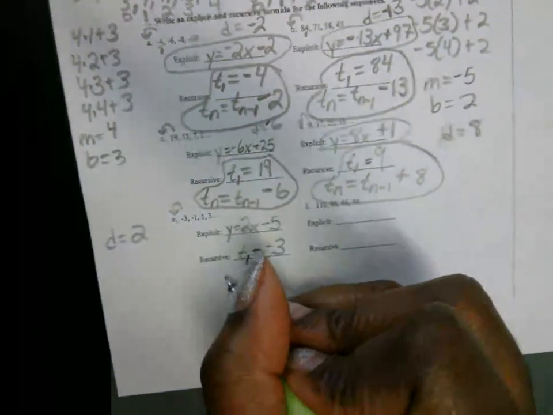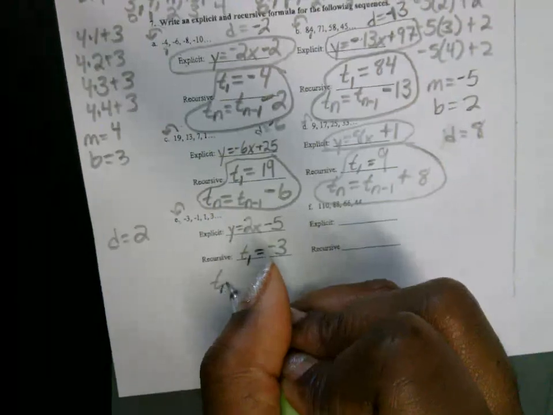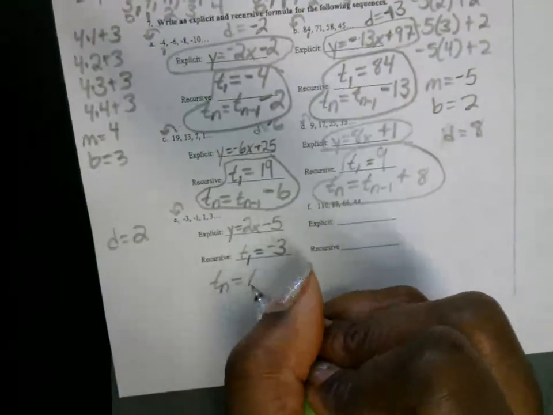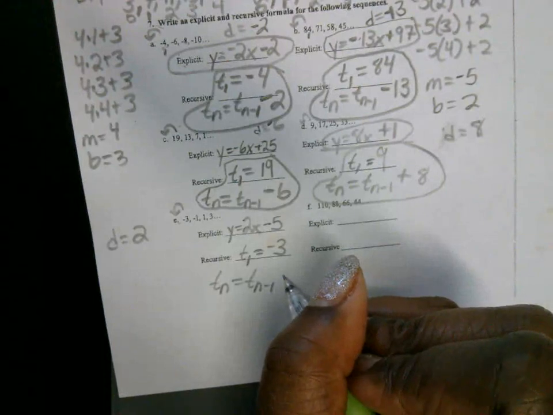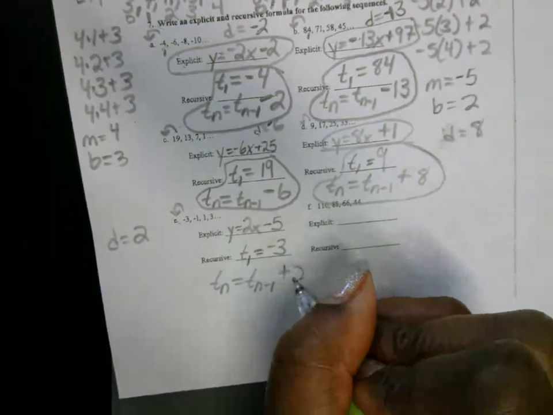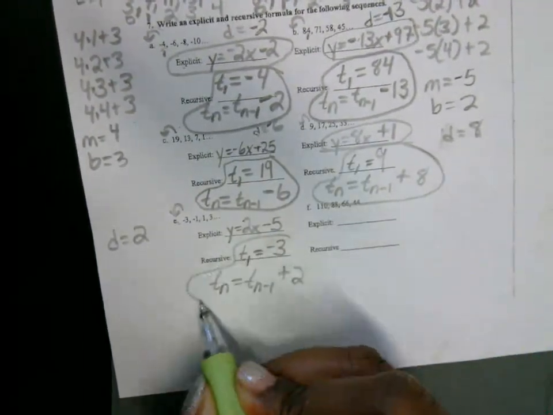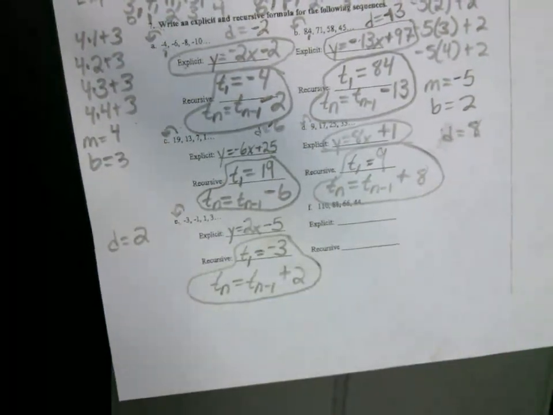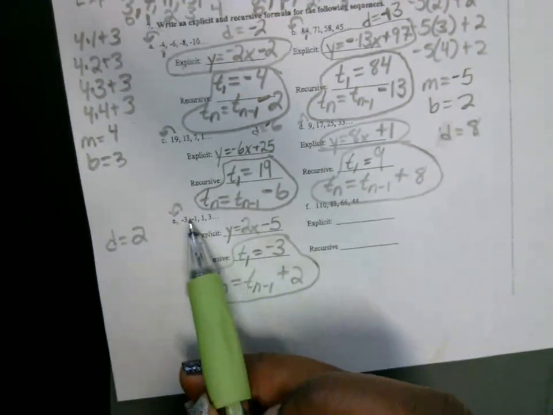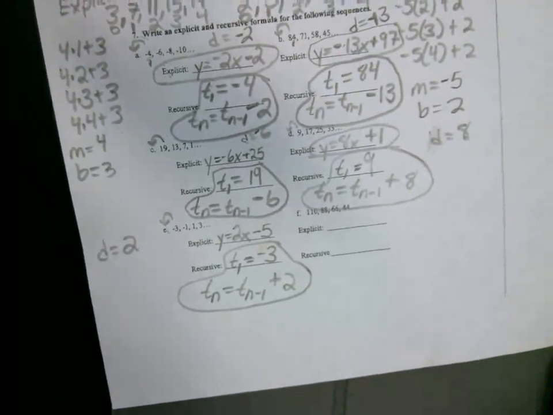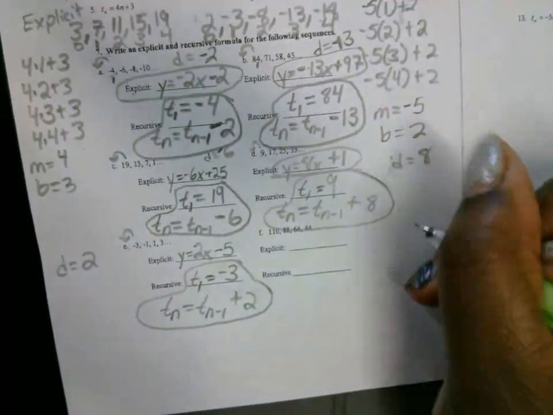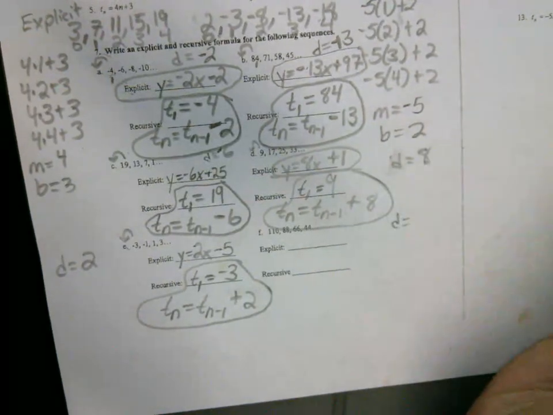How do I write the recursive? T sub N. We're adding 2 every single time. You understand? You're adding 2 to get to the next number every time. Okay? All right, F. What's the common difference?